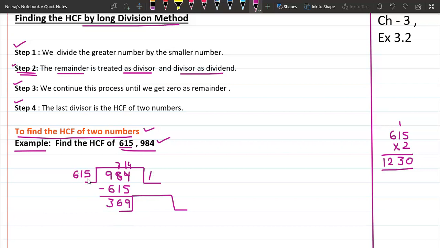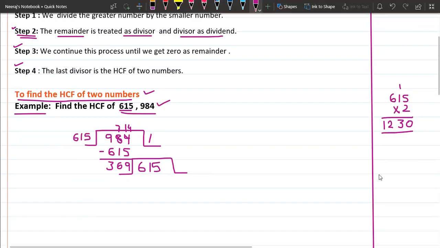Earlier the divisor was 615. Now we will copy 615 as it is as the dividend. It means we have to write the previous divisor inside the division box. And now it is the dividend. The previous divisor is the dividend and the remainder is our divisor. Now we will divide these two numbers, and you have to continue this process until you get 0 as a remainder. So now let's proceed.